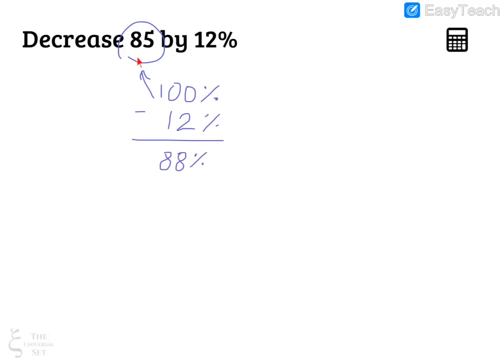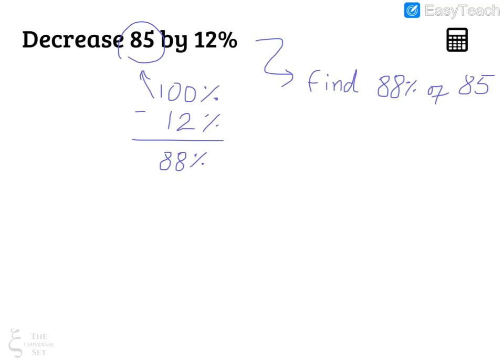So I started with my 100%, I've taken away 12%, so I'm going to find 88%. That means that this question here, decrease 85 by 12%, is the same as finding 88% of 85. Essentially what I've done is just reworded this question. And now it's going to have the same answer, but now it is find 88% of 85.